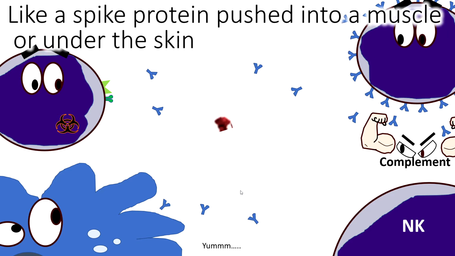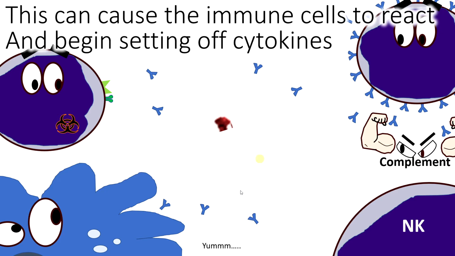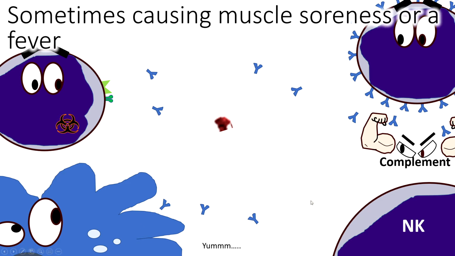Like, for instance, the spike proteins. Spike proteins are usually the easiest one to create. You stick the spike protein into muscle or under the skin, and then it causes the immune system cells to react and begin setting off cytokines, which means that you're going to feel a little bit of muscle soreness from the inflammation, and because you're hanging out with macrophages and all that stuff, you're going to induce a fever.